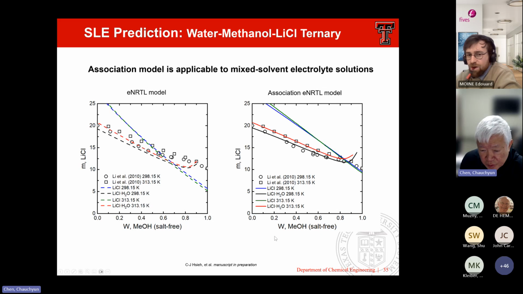First, when water is abundant on this side, the salt precipitating is lithium chloride monohydrate. But as water is diluted, taken away, and replaced with methanol, then you see lithium chloride and anhydrous lithium chloride precipitates. The association model can capture them very well, while the NRTL model can only capture the trend, but not the data.